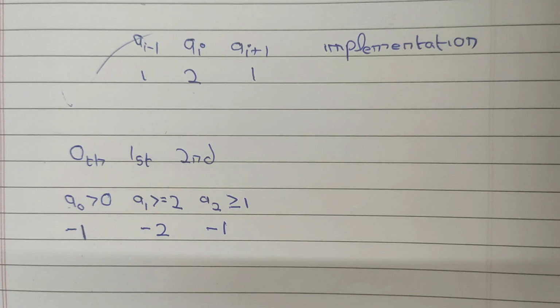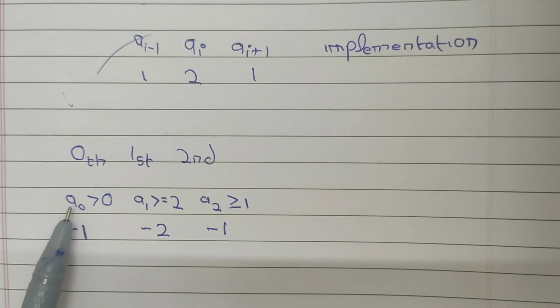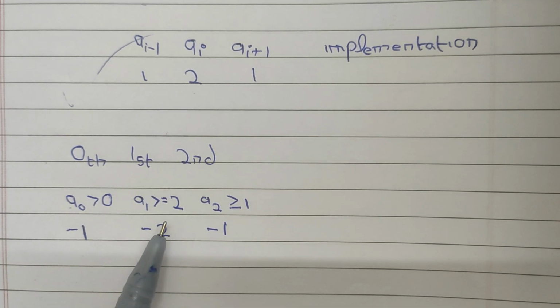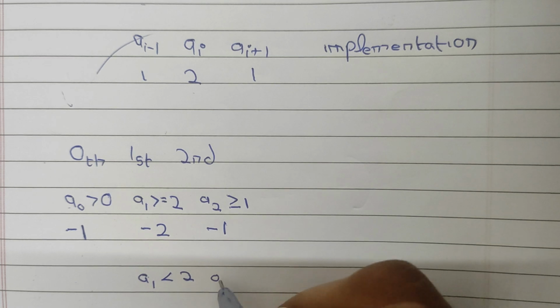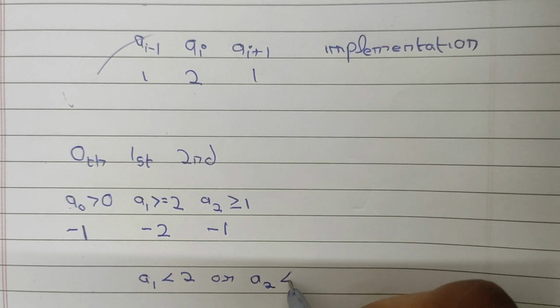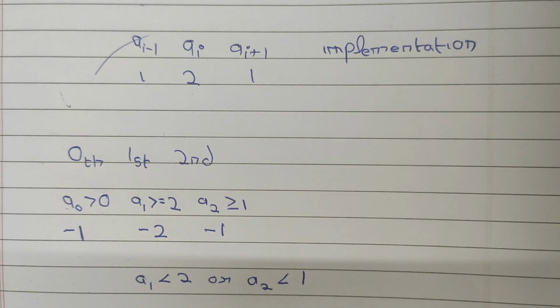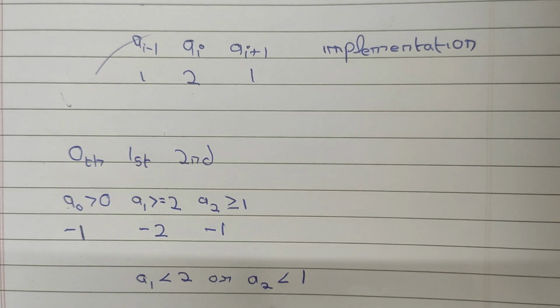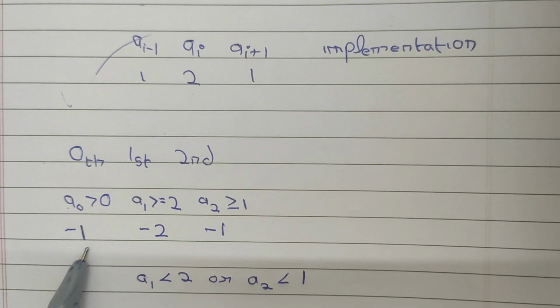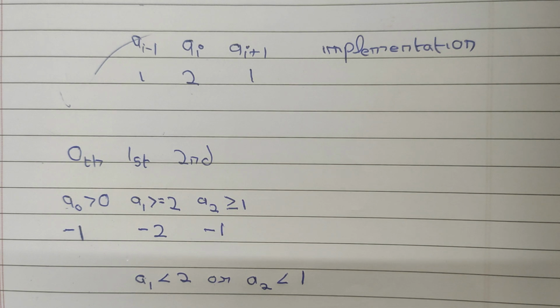But if the zeroth pile has some loot left, A0 greater than 0, but either A1 is less than 2 or A2 is less than 1, then we can't take this one piece of loot from A0. Since the other two conditions don't satisfy, the operation fails there because we can't make every pile empty, and we have to print no directly.